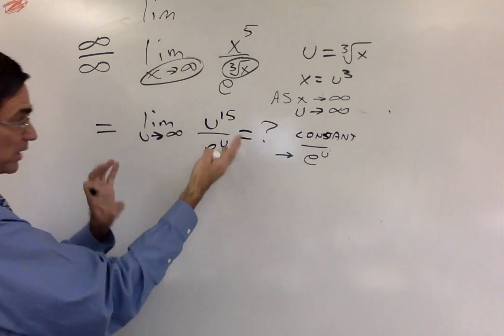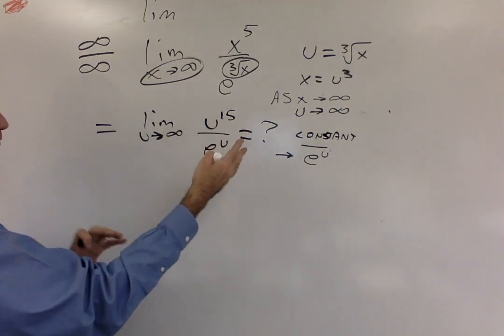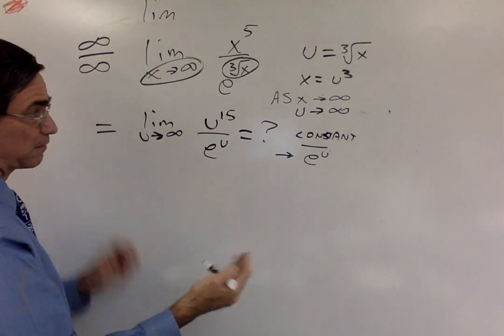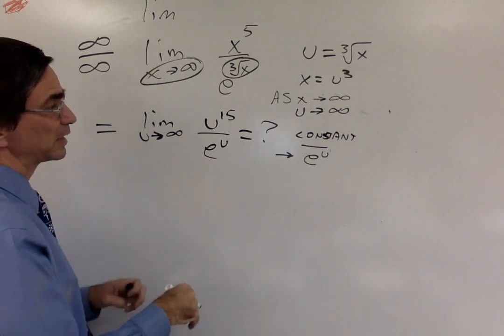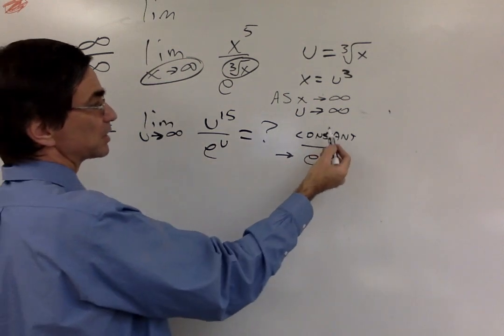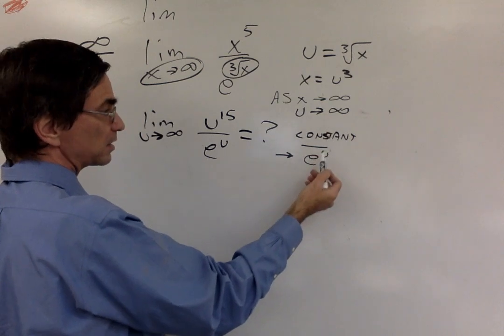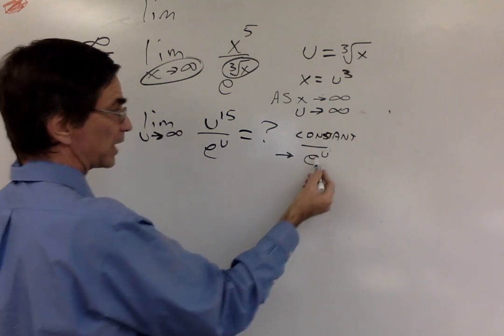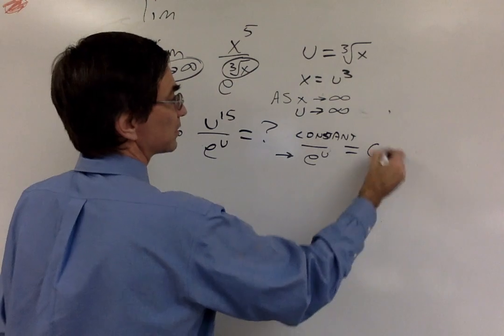And it's probably, what do you think, 15 times u to the 14th and 14 times 15? So it's, I'm thinking 15 factorial. I don't care exactly what it is. All I care is what the limit is. So it's 15 factorial, or a constant, over something that's increasing without bound. And so this limit is obviously going to be 0.